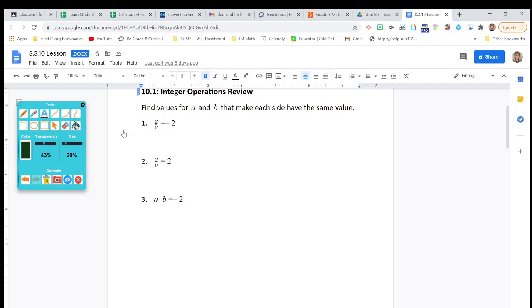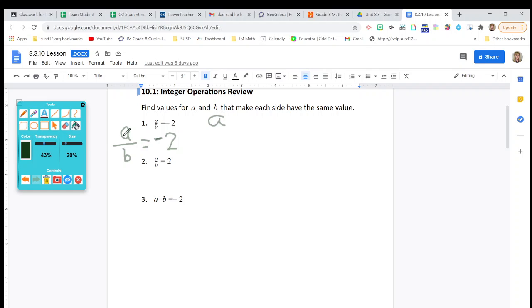Did you try it or are you confused? Yeah, what does it mean? Make each side have the same value? Yeah, it means, in the first one for number 1, A divided by B is one side, and negative 2 is the other side. It means each side of the equal sign has the same value. In other words, A divided by B equals negative 2. What are values for A and B such that A divided by B equals negative 2?